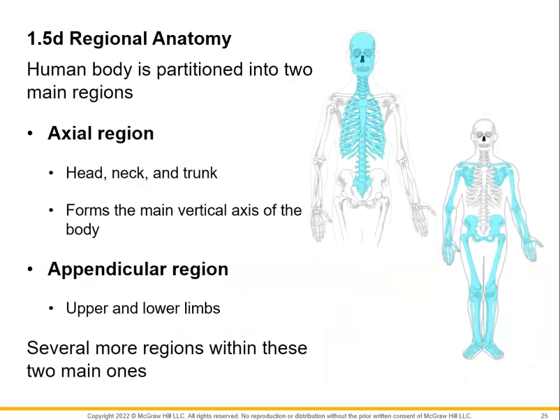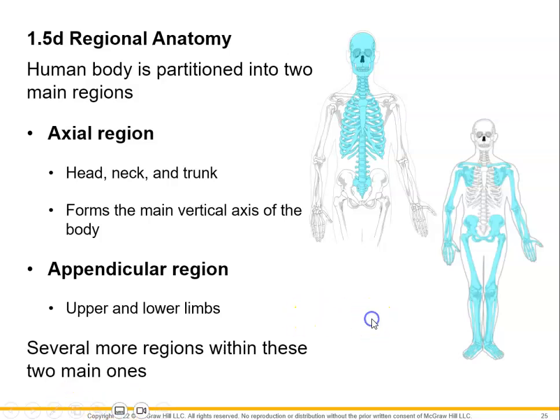When we begin studying regional anatomy, we divide the body into two main areas. Axial is the head, the neck, and the trunk, and it forms the axis of the body. Appendicular are the limbs and the girdles that attach them. So the limbs, of course, are the arms and the legs. The girdles are your pelvic girdle, made up of your coxal or hip bones, and your pectoral or shoulder girdle, made up of the clavicle and the scapula.